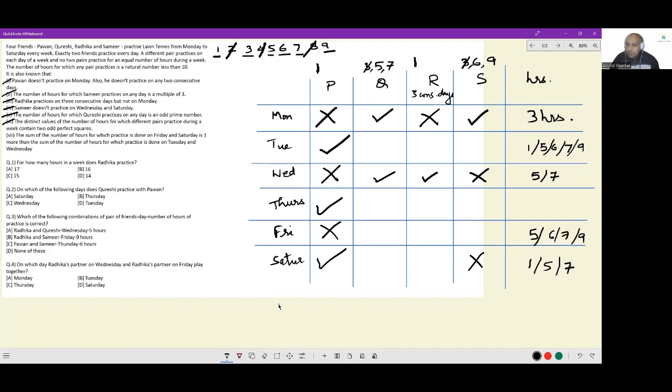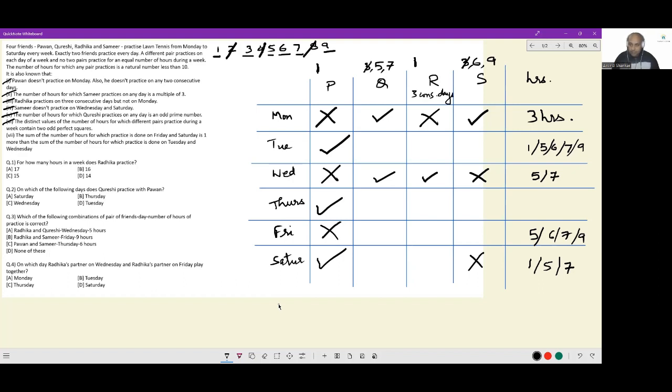5, 6, 7, or 9. Now, this last point tells us the sum of number of hours for which practice is done on Friday and Saturday is 1 hour more than the sum of number of hours for which practice is done on Tuesday and Wednesday. Okay, let's see. If on Tuesday we had 1, on Wednesday we had 5.